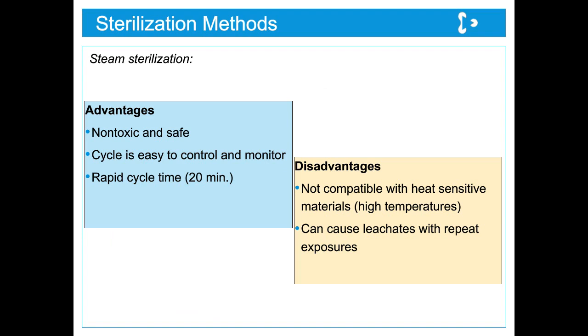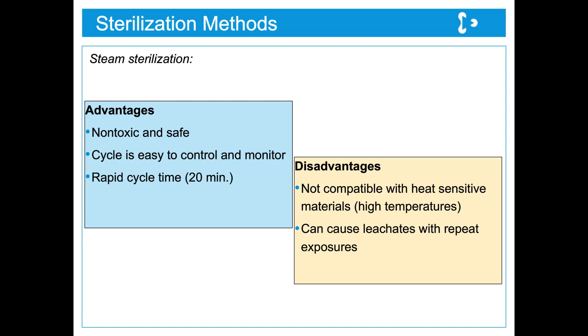Now let's get into the advantages and disadvantages of steam sterilization. Advantages: it is non-toxic and safe, as you're not utilizing a chemical such as ethylene oxide. The cycle is easy to control and monitor, and again, it has a rapid cycle time of only 20 minutes. The disadvantage is that it's not compatible with heat-sensitive materials, due to the fact that it is a high-temperature sterilization method, and it can cause leachates with repeated exposure.